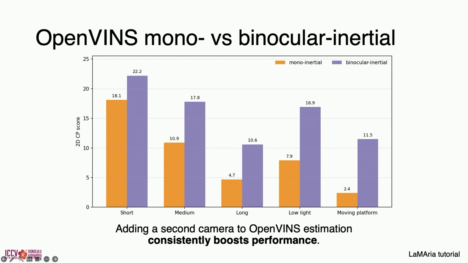Then moving on to another takeaway, which is how the results look when we have, let's say, mono-inertial or multi-camera inertial. And I think the direct conclusion over here is that adding a second camera consistently boosts performance because you have more features, and you can see that monocular is worse than binocular inertial.